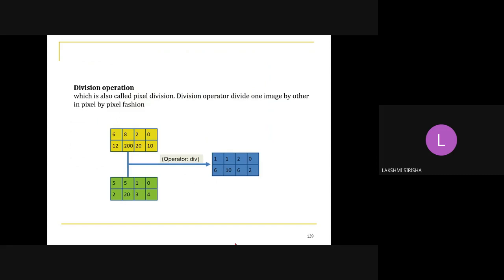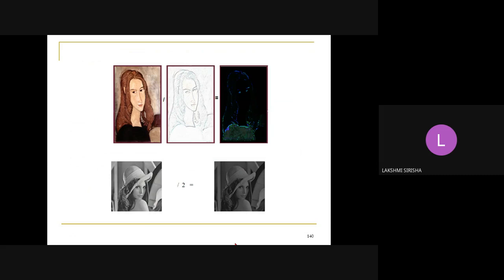And the next one is the division operation. Similarly, the corresponding pixel values in the first image and second image are divided: 6 by 5, 8 by 5. Generally, we take only rounded values, not 1.5, 2.5 like that. So this is the division operation. First image by second image, we get this type of image, division.